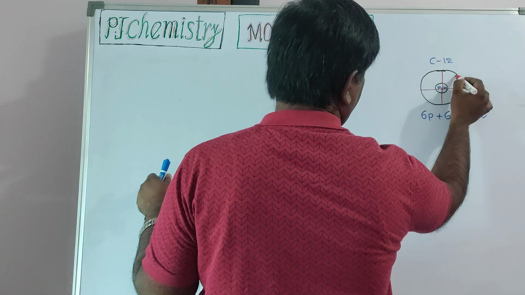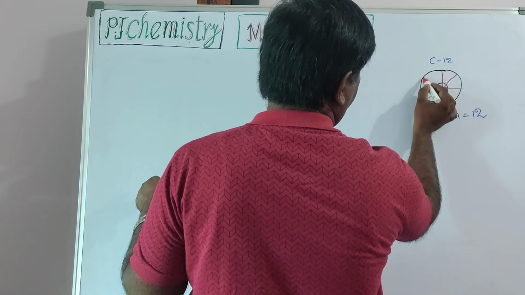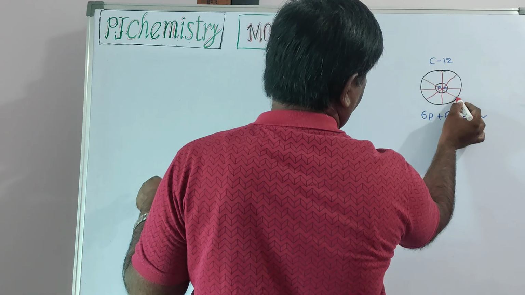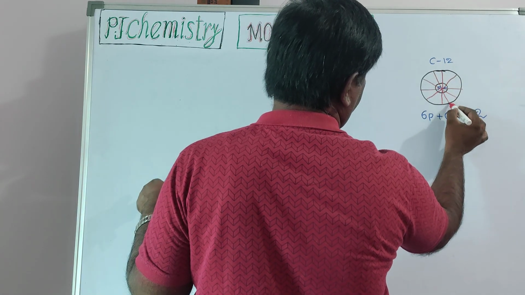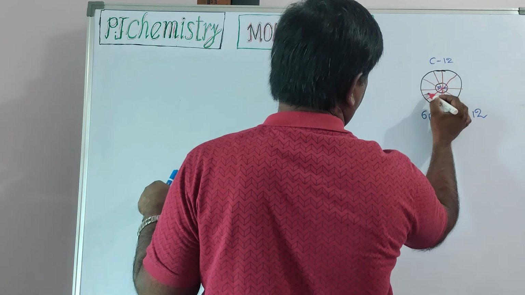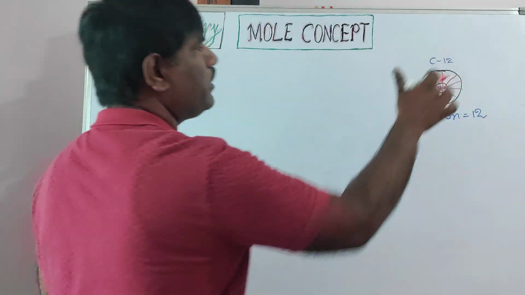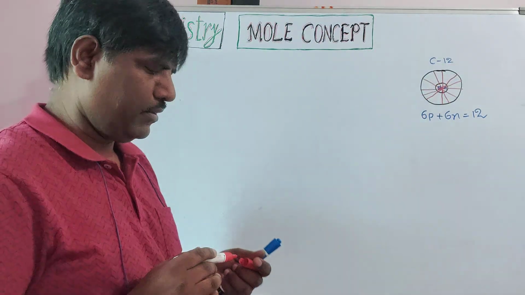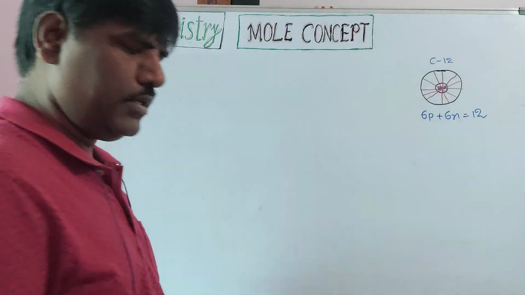Four, 6, 8, 10, okay, total 12 parts we done. Okay, we divided into 12 parts.